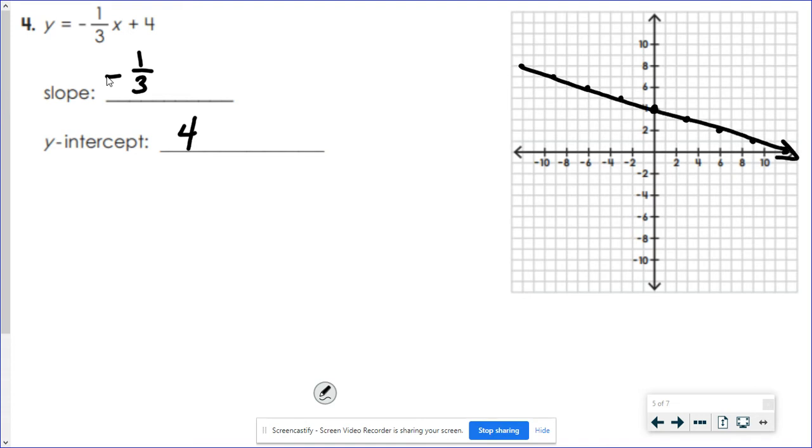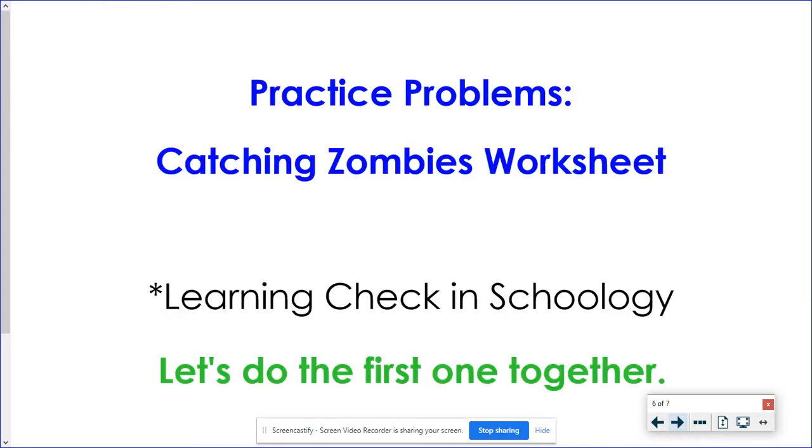And there's my line. Okay, so I hope that was a good enough review of how to graph if we have slope-intercept form. Today's worksheet that you're going to have is catching zombies. So you're going to be graphing lines and finding where two lines cross on the same zombie, and then you catch them. We're going to do the first one together so you can see what I mean on this. And there is going to be a learning check in Schoology.